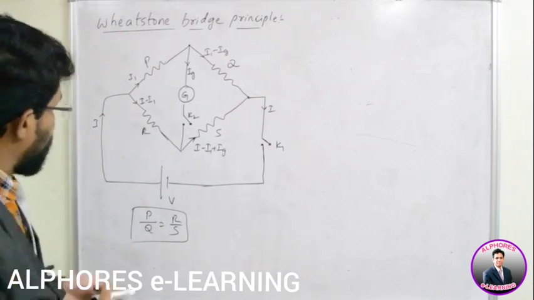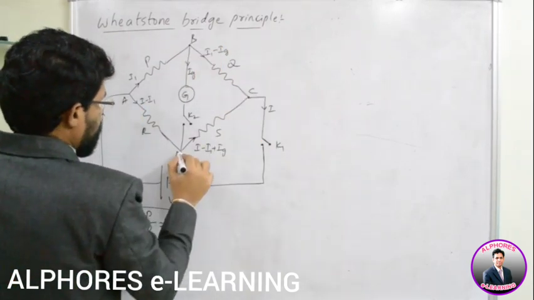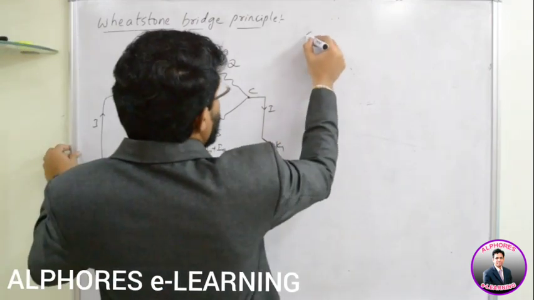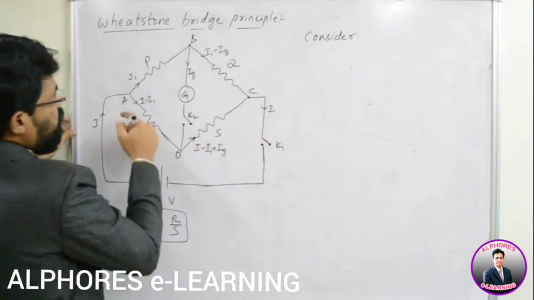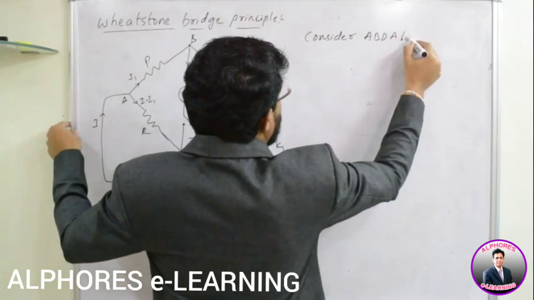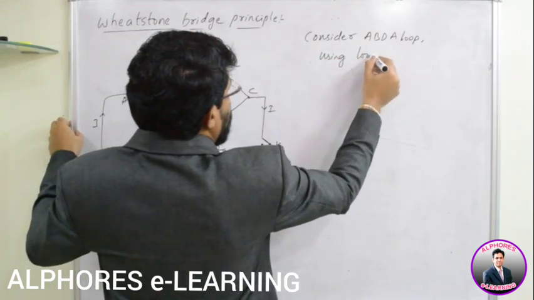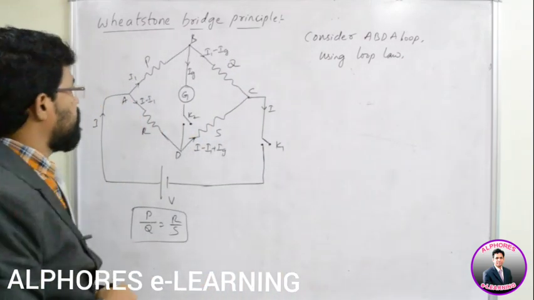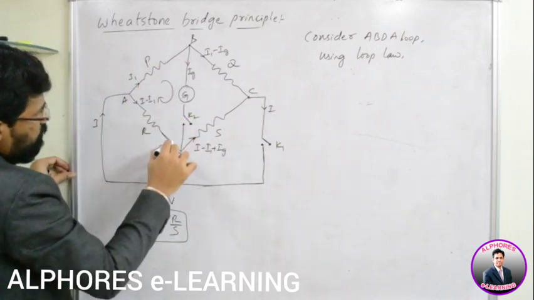Now let us try to understand the loops A, B, C, D. Now I'll consider one loop. Consider the A, B, D, A loop, using loop law or Kirchhoff's second law. Let us say the circuit is traced in this direction, A to B, B to D, D to A, like this.